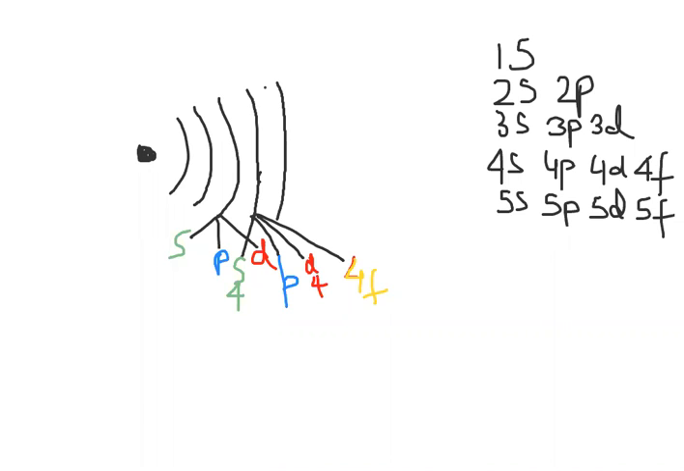So if you go by this, 1s has been filled up. Then 2s gets filled up. Then you have 2p that gets filled up. Then after 2p is the 3s. So this is the third shell, the 3s here, and the 3s is getting filled up.